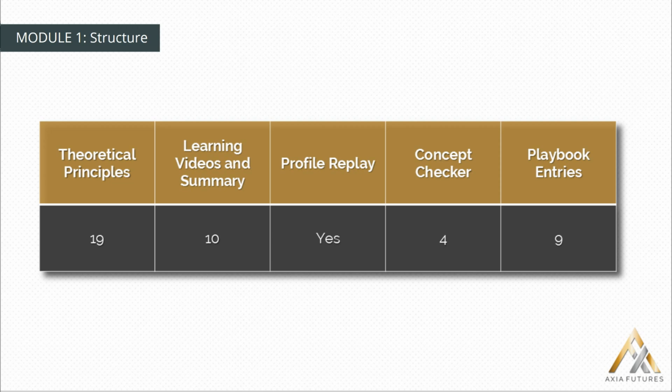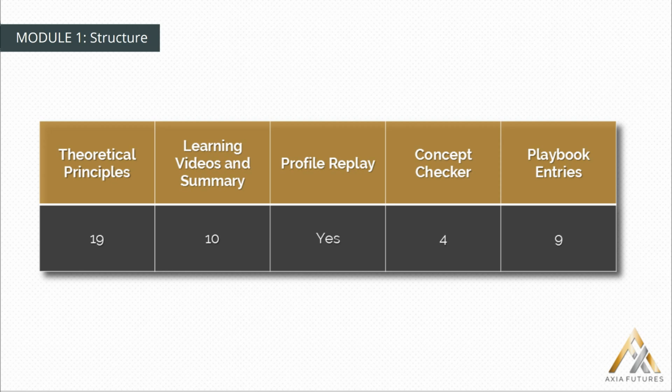Now, across Module 1, there are in total 19 theoretical principles. At the end of each part, we are going to have learning videos and a summary video. This is to ensure that you understand the principles that we've taught throughout each part. In total, there'll be 10 of these learning videos and summary videos.